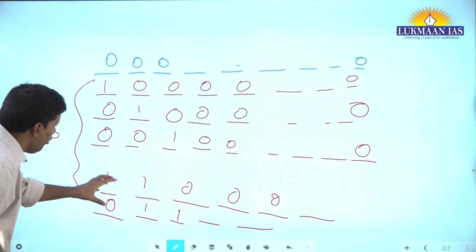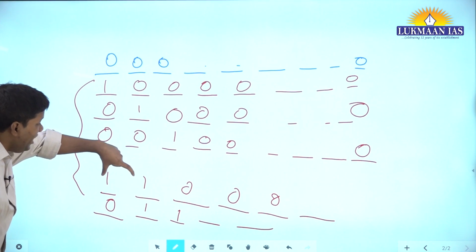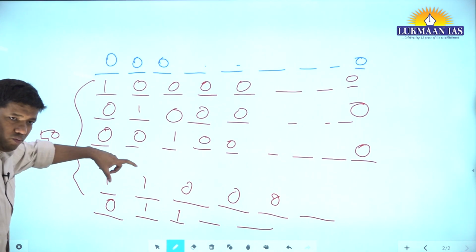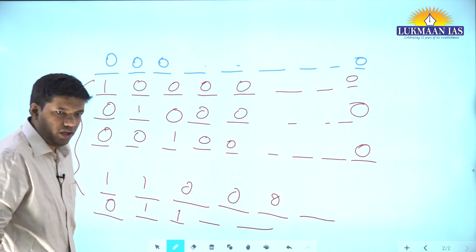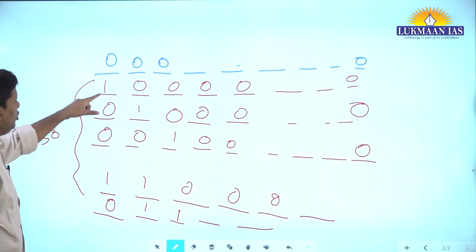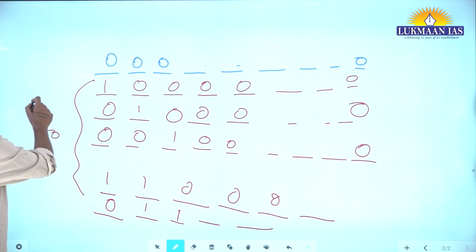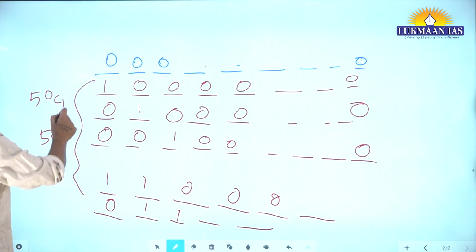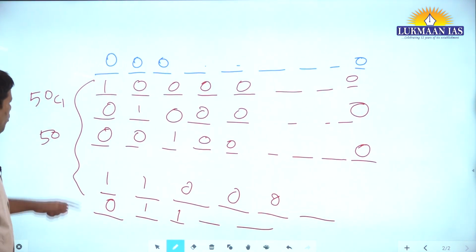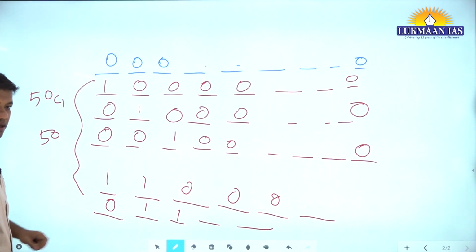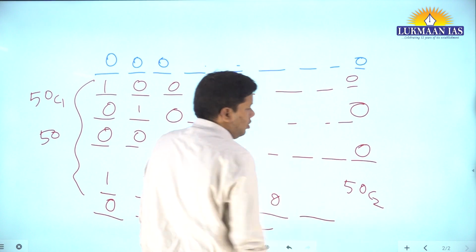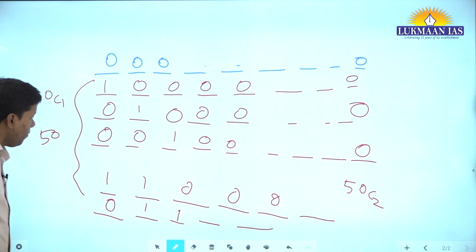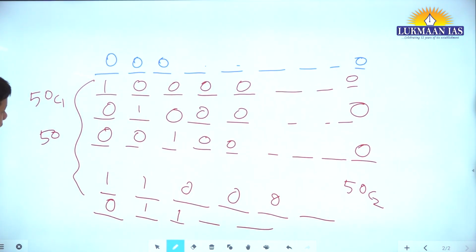Indirectly, what you are trying to do is arrange two 1s among 48 zeros. See, indirectly that is why it was 50. This is 50C1, because you are choosing one place out of 50. Here it would be 50C2, divided by something.